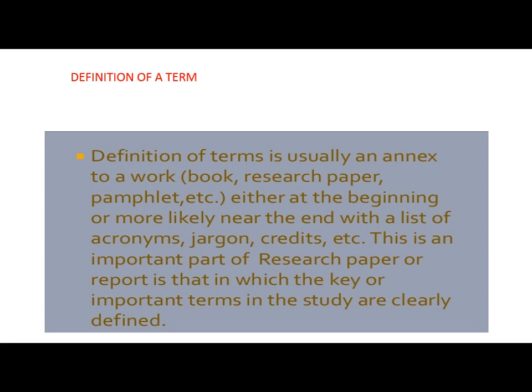Definition of a term is usually an annex to a book, that means to a work, book, research paper, pamphlet, etc., either at the beginning or more likely near the end, with a list of acronyms, jargon, credits, etc. This is an important part of a research paper or report in which the key or important terms in the study are clearly defined. So within a short term we can have a big definition and it's an understandable one.